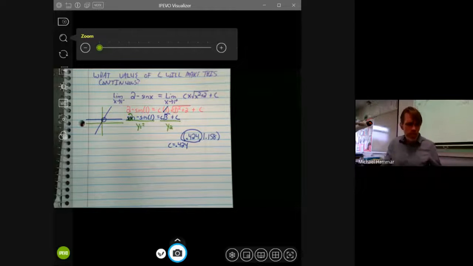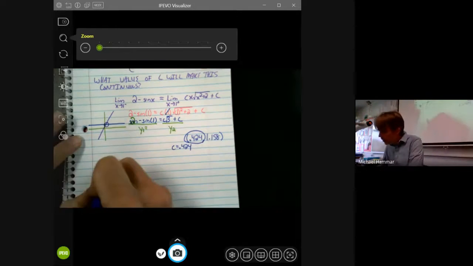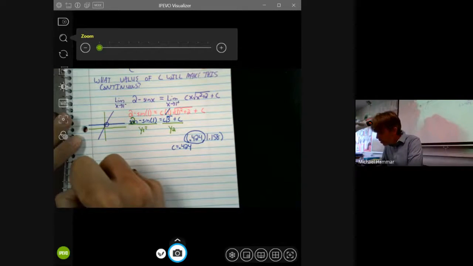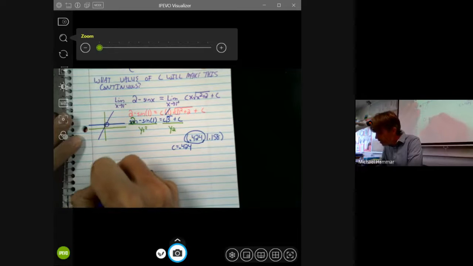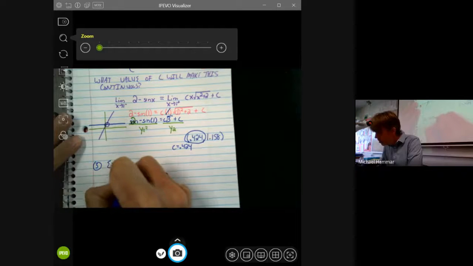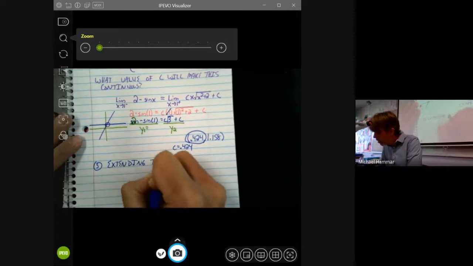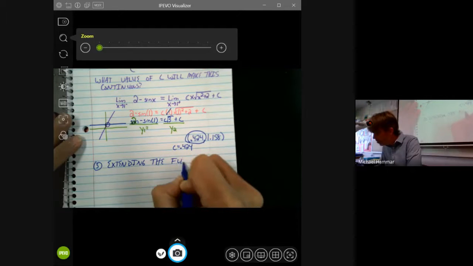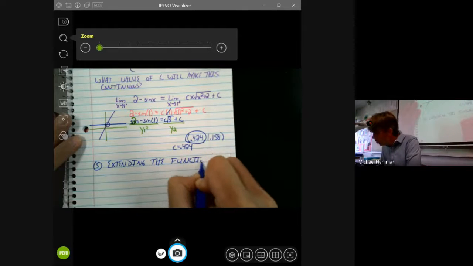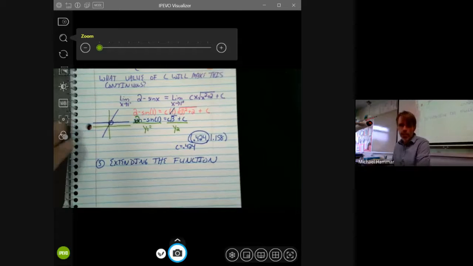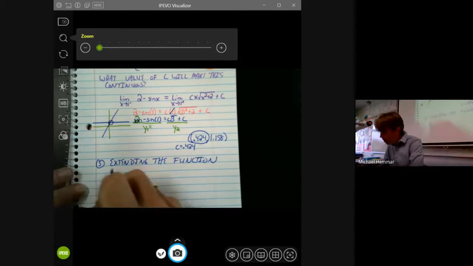We have one other way that we use continuity. And the other way that we use continuity is this. Our third and final way is called extending the function. Okay? What they want to know is, you're going to look at a function, and I'm going to give you this function.